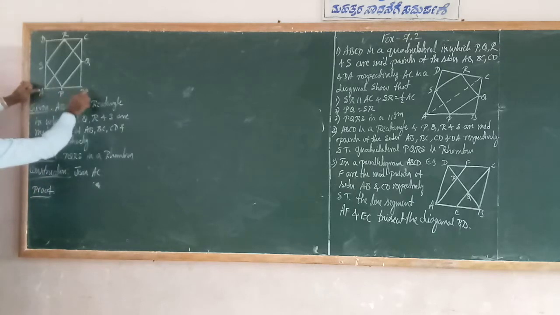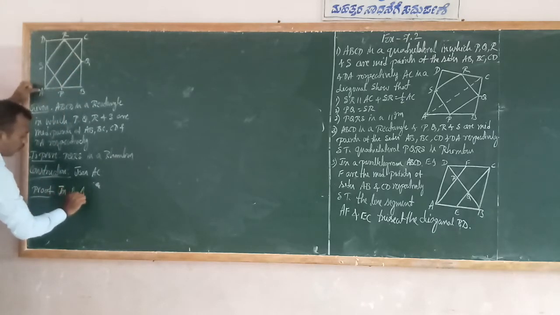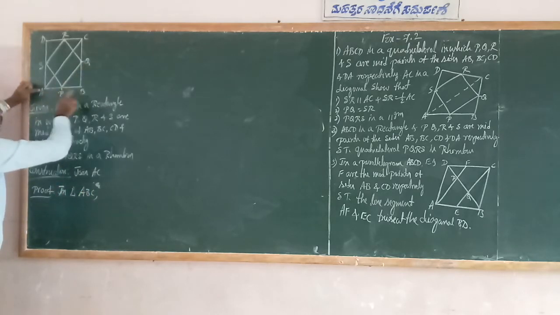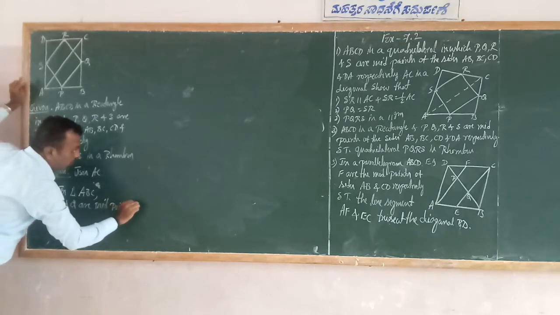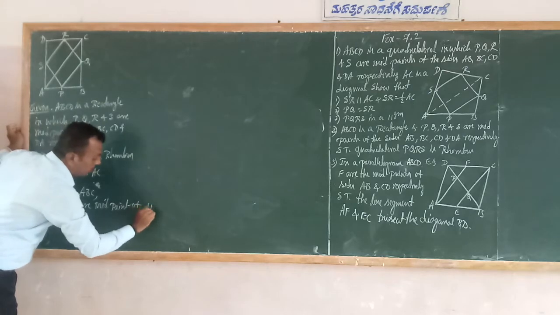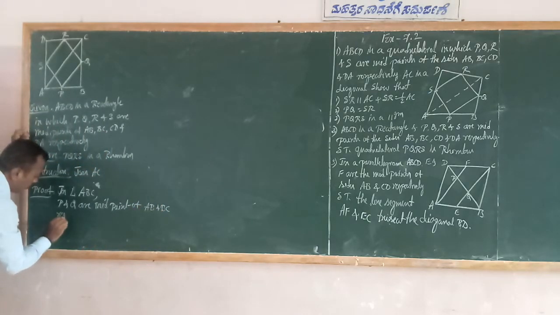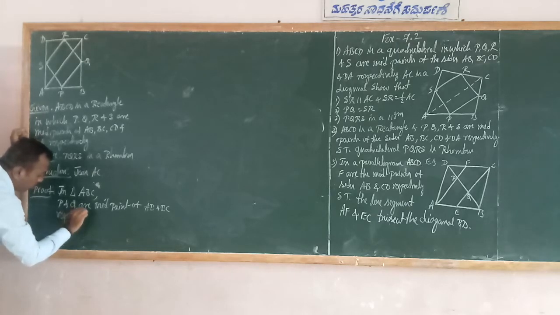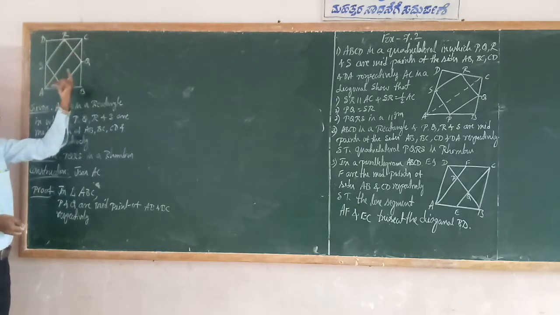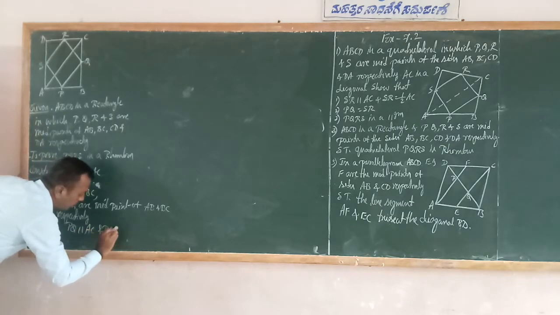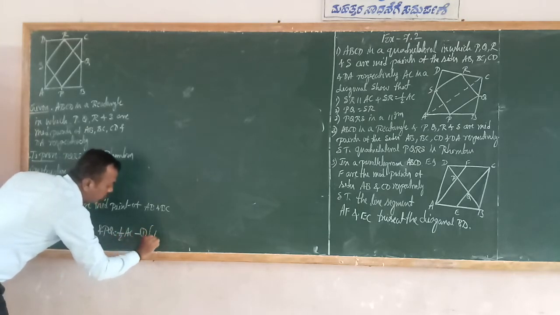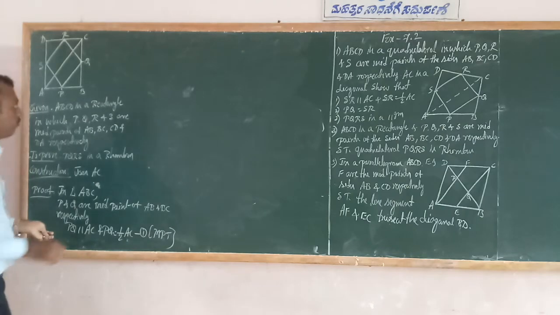In triangle ABC, P and Q are the midpoints of AB and BC respectively, correct? Now, in any triangle, if you join the midpoints of two sides, this line segment is parallel to the third side. Therefore, PQ is parallel to AC, and PQ is equal to half of AC, equation number 1, by MPT. MPT means midpoint theorem.